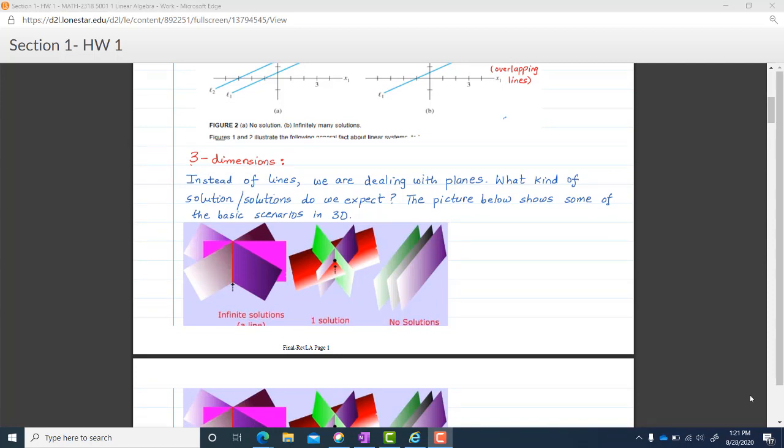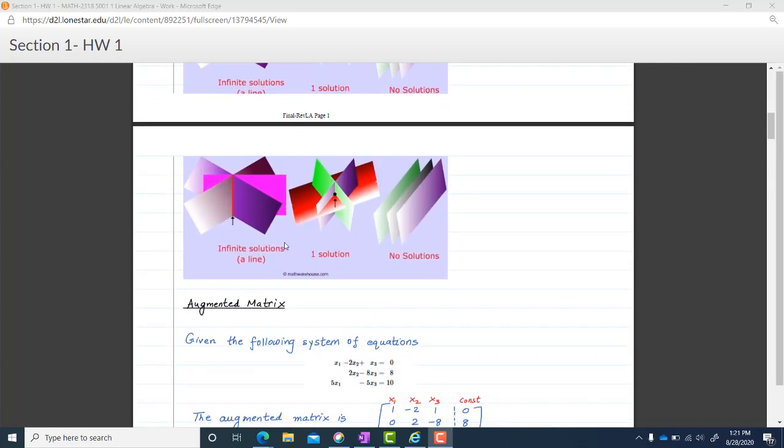Then how can there be infinitely many solutions? How can there be one solution, or no solutions? Let's look at the three pictures. The first one is an example of infinitely many solutions. Then you have one solution, and that's the only example of one solution, which is how planes can intersect. All three planes are intersecting at a point.